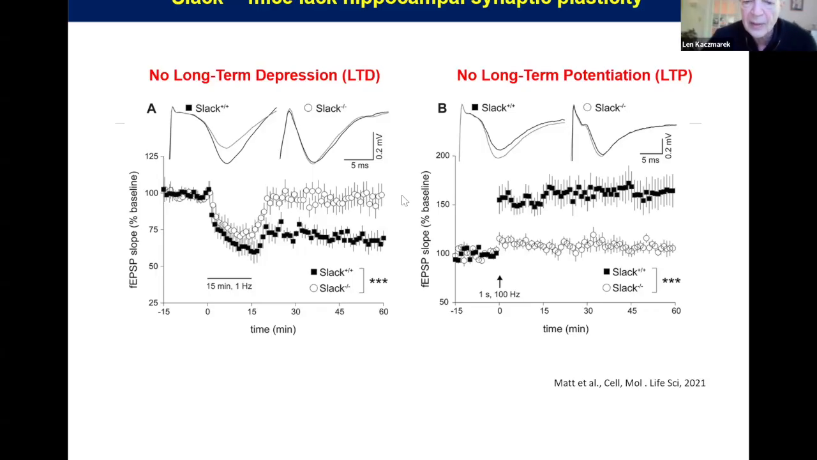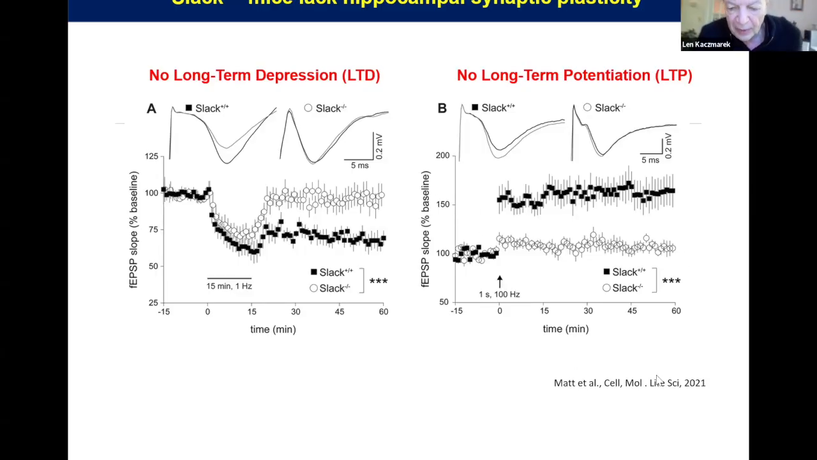The same thing with this very well-studied phenomenon of long-term potentiation, LTP, where if you stimulate the synaptic pathway in the hippocampus at a rapid rate, 100 hertz just per second, the synapses become much stronger than they were, and that lasts for hours. But in the case of the SLAC knockout, nothing happens. They don't get any stronger.